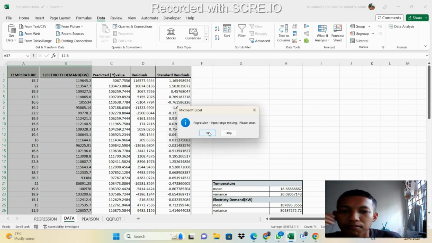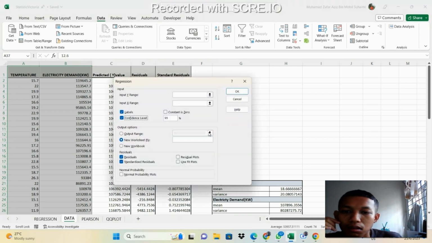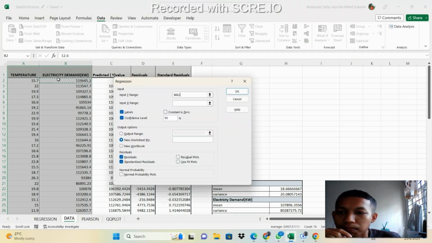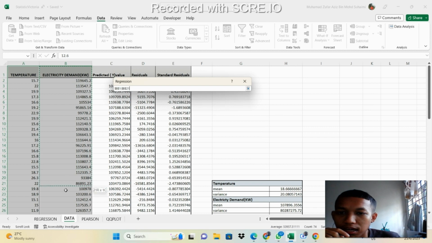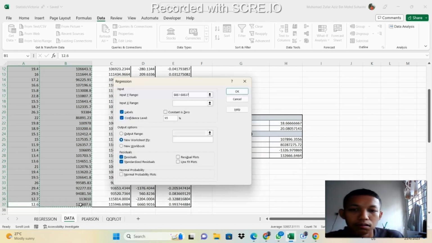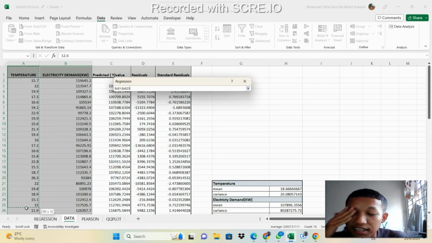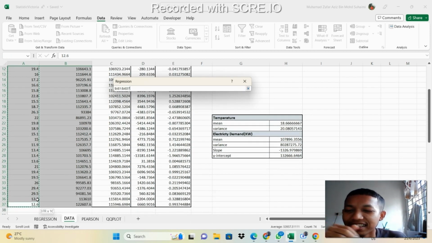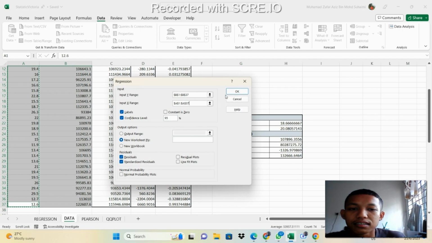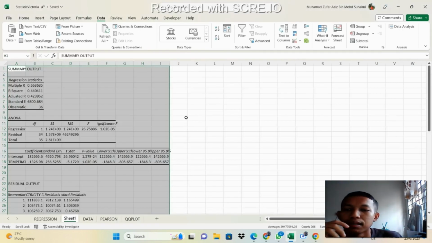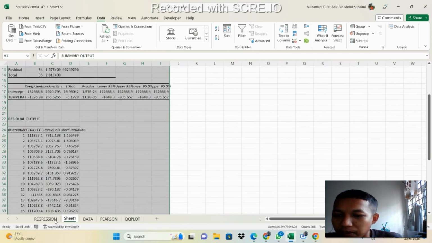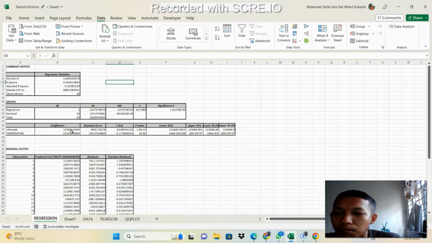Then you click OK. You can just split. Then click OK. So this is exactly as shown in the previous data, but this is the one that I already finished.